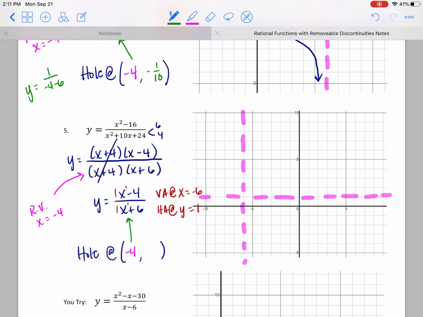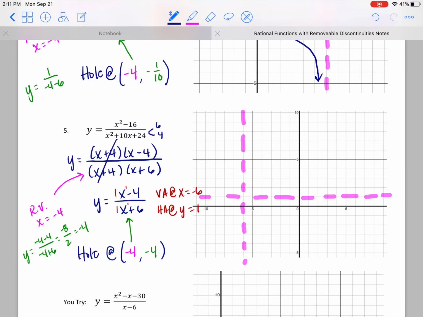We're going to plug that -4 into the simplified function to figure out the y value that goes with that x value. So y is going to equal (-4 minus 4) over (-4 plus 6). So -8 over 2, which is -4. So at x = -4, we're going to have a hole in this graph.